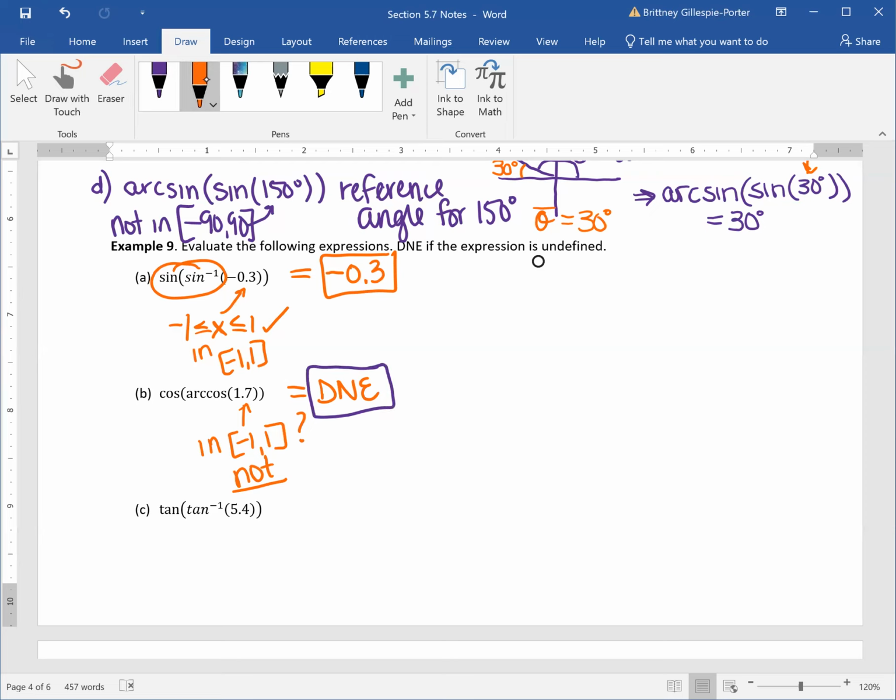And in our last one, tangent, inverse tangent. By the top blue box, this guy, the x, needed to be in our interval of negative infinity to infinity. And because that is the case, the tangent, inverse tangent cancel out, and we get 5.4.